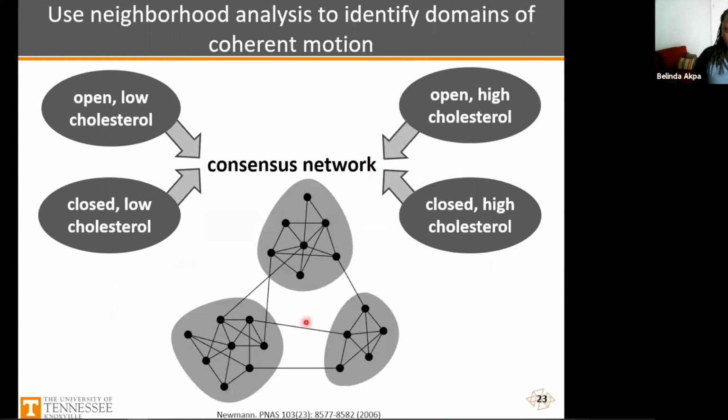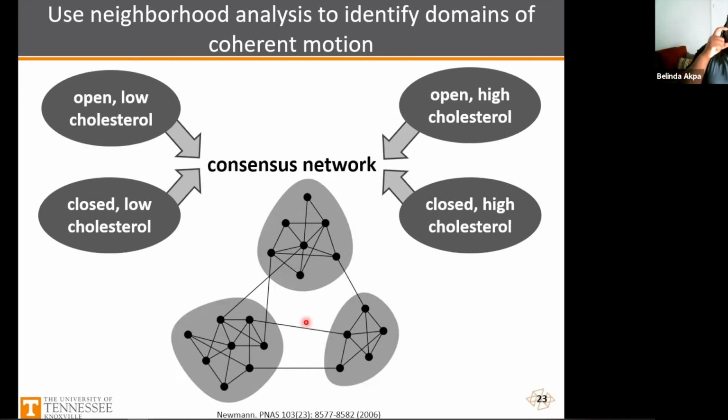Once we do that, and we take all the different simulations that we've run, open state, closed state, high cholesterol, low cholesterol, we look at all of those simulations and say, across all of these conditions, which contacts persist, which residues are always in contact with each other.